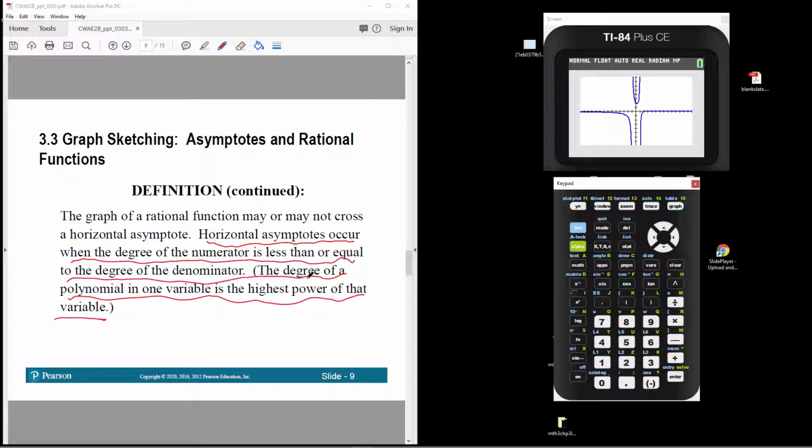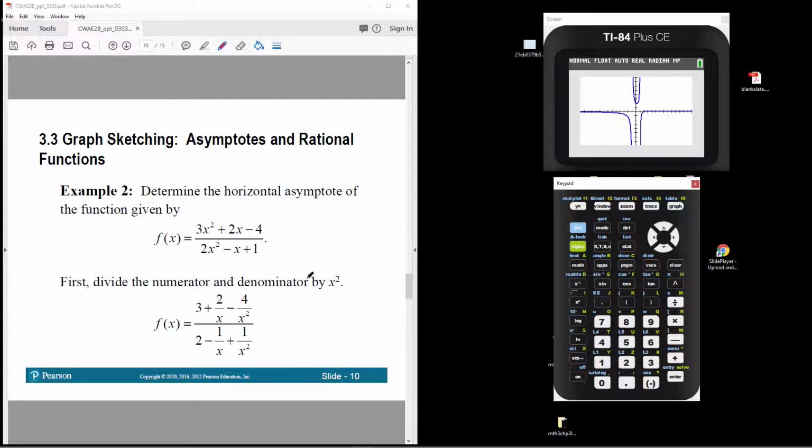Horizontal asymptotes occur when the degree of the numerator is less than or equal to the degree of the denominator. The degree of a polynomial in one variable is the highest power of that variable. To determine the horizontal asymptote, you divide by the highest power in that function, which happens to be x squared. So divide everything by x squared.